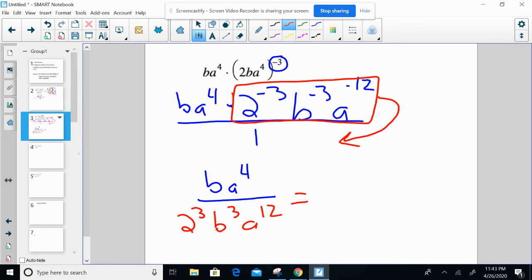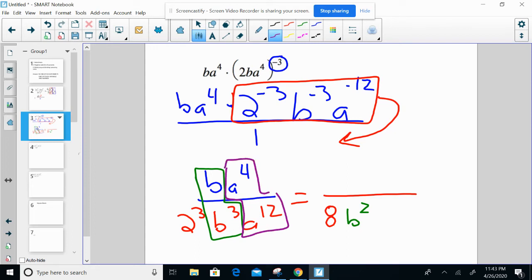Excuse me. 2 to the third will be 8. I do want you to do that. If it's a number to an exponent, from now on, simplify it to its number. 2 times 2 is 4, times 2 is 8. All right, let's deal with the B's. 3 on the bottom, 1 on the top. That means there'd be 2 left on the bottom. And then with the A's, 4 on top, 12 on the bottom, so you can cancel 4. That would leave 8 A's on the bottom.